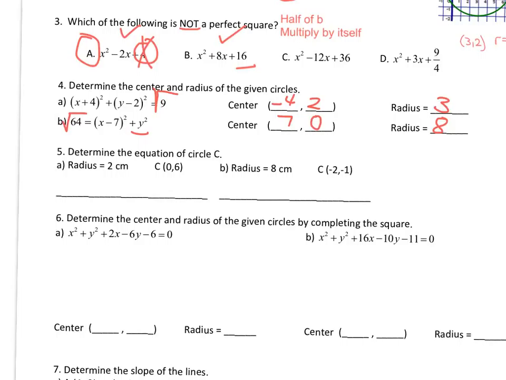Next one, determining the equation of the circle, we would have x squared plus y minus 6, switching signs, is equal to that radius squared, so that's 4. The next one, switching signs, will have x plus 2 squared plus y plus 1 squared is equal to that radius squared, so 8 squared is 64.